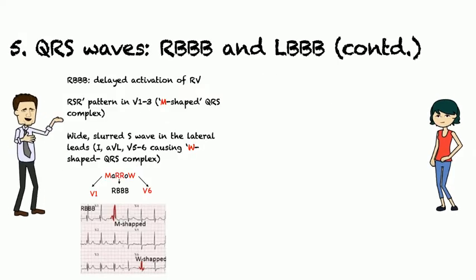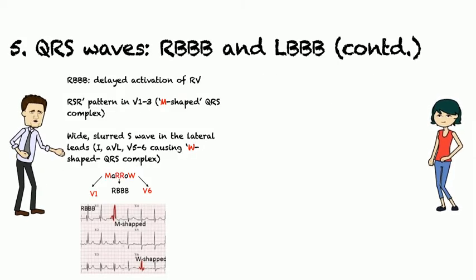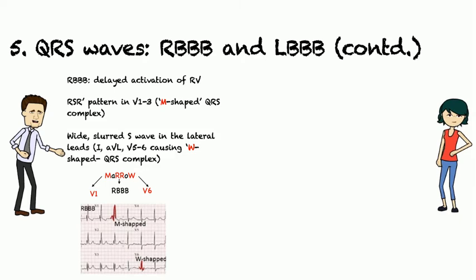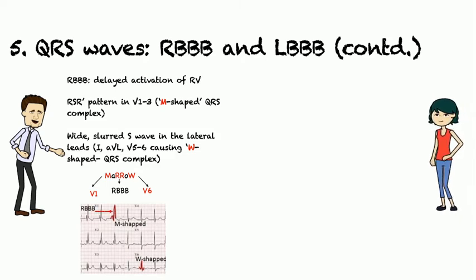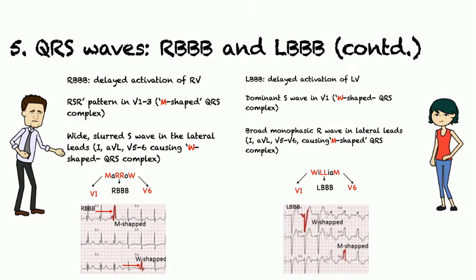Right bundle branch block causes delayed activation of the right ventricle. There is an rSR pattern in V1 to V3 causing an M-shaped QRS complex. Also, there are wide, slurred S waves in the lateral leads, that is, 1, aVL, V5 to V6, causing a W-shaped QRS complex. Left bundle branch block causes delayed activation of the left ventricle.